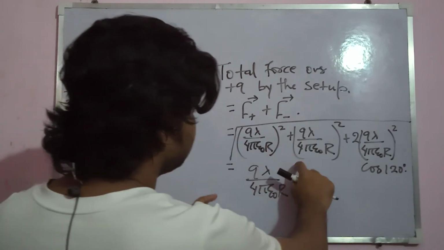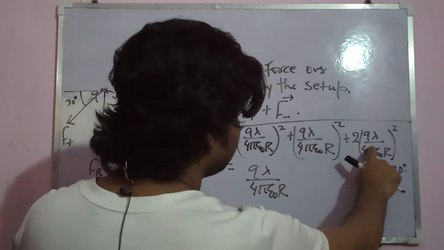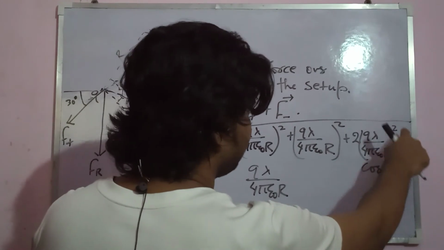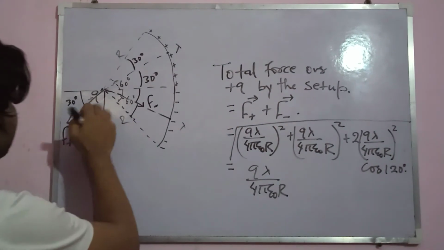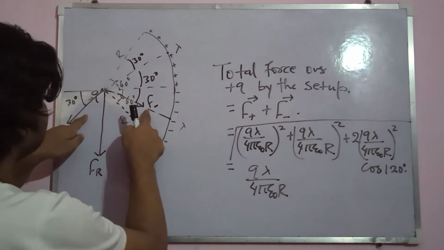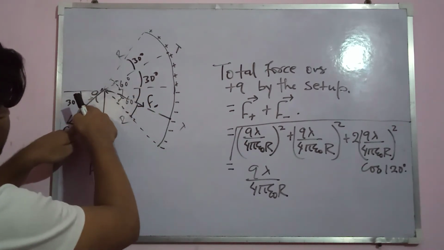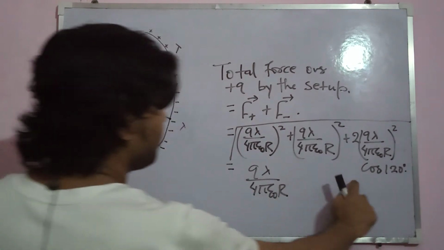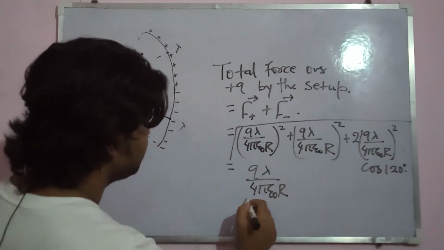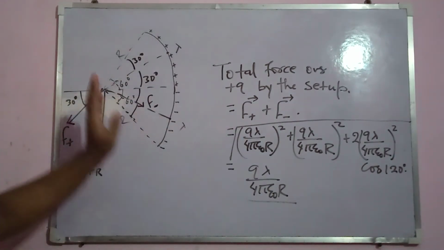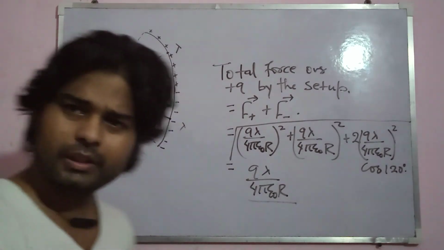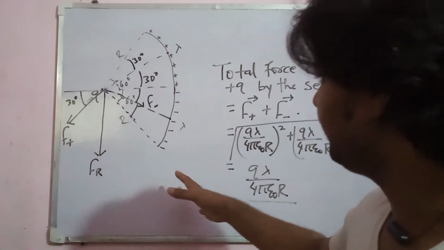First value square, plus second value square, plus 2 into first value into second value, into cos of the angle. The angle between these two: this is 30 degrees, this is 30 degrees, so this will be 120 degrees. So 120 degrees, and my result will be the force by this setup over this charge Q. My question has been finalized. I have completed this question.